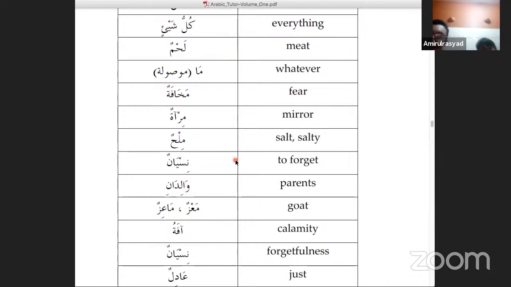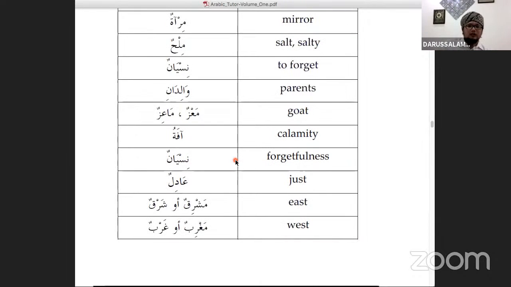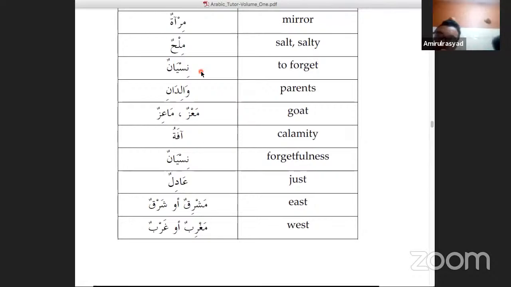Milh. Milh means salt or salty. Milih garam kan? Garam. Nisyan. To forget. Next. Walidan. Parent.